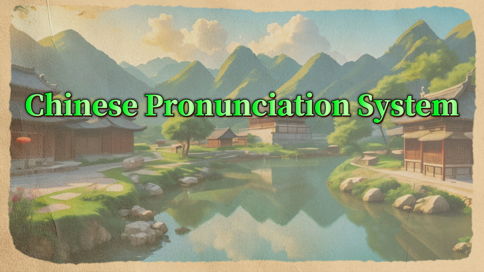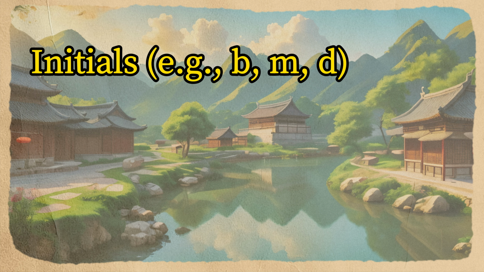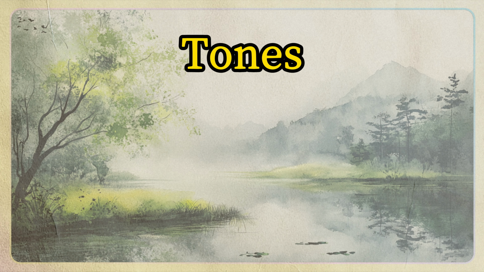3. Chinese pronunciation system. Chinese pronunciation is syllable-based, and each syllable has 3 key components. 1. Initials. Consonant sounds at the beginning of the syllable. 2. Finals. Vowel sounds or a combination of vowels and consonants following the initial. 3. Tones. Chinese is a tonal language, where pitch affects the meaning of words. Mandarin Chinese has 4 main tones and a neutral tone.